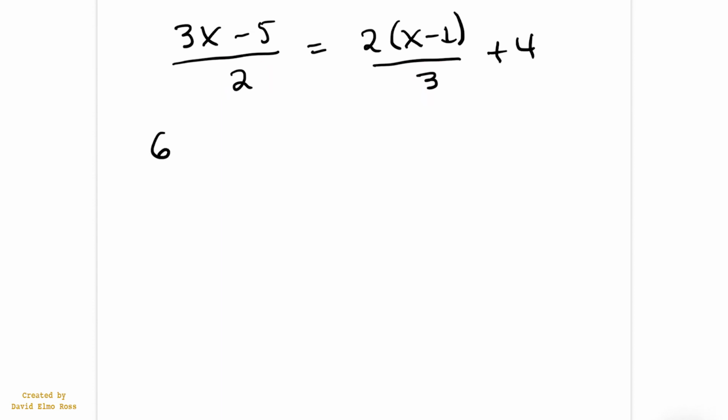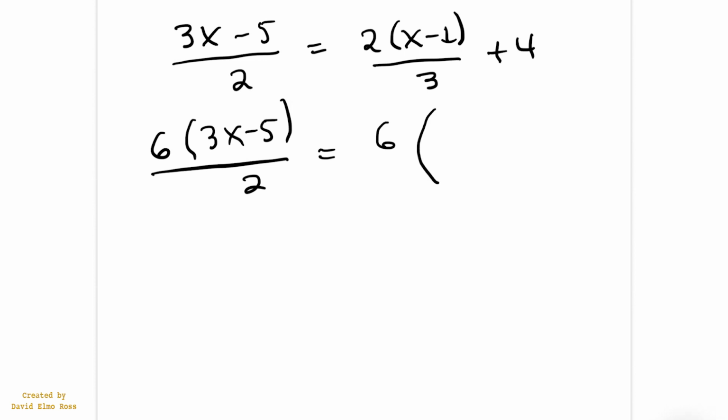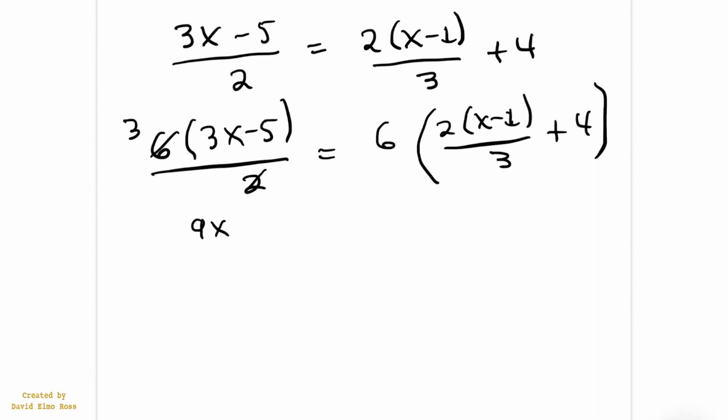So this would be 6 times 3x minus 5 all over 2 equals 6 times 2 bracket x minus 1 over 3 plus 4. Now I think you can see that we can divide 2 into this 3 times, which makes our left side here 3 times 3 is 9x minus 15. Now this is where you have to be a little careful. So let's do these two terms separately.